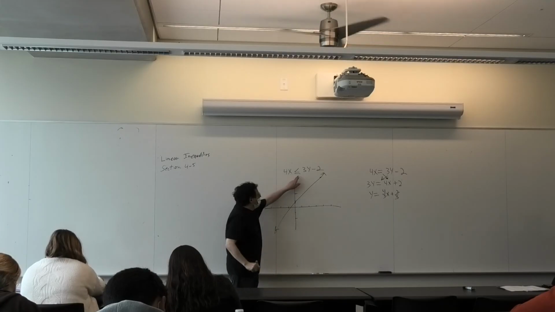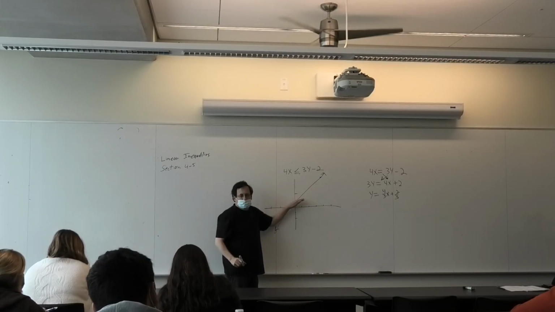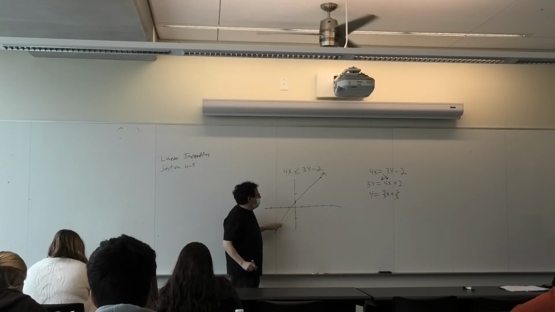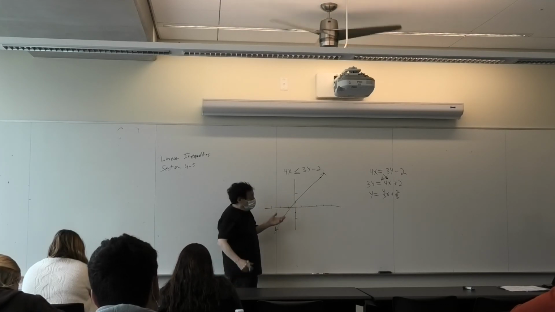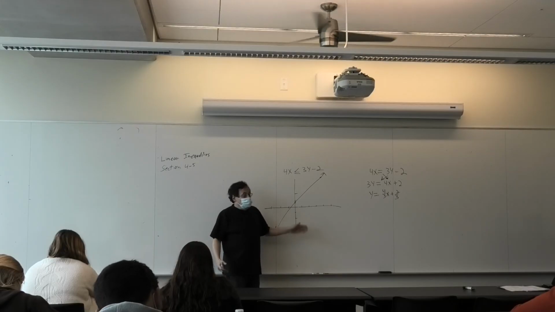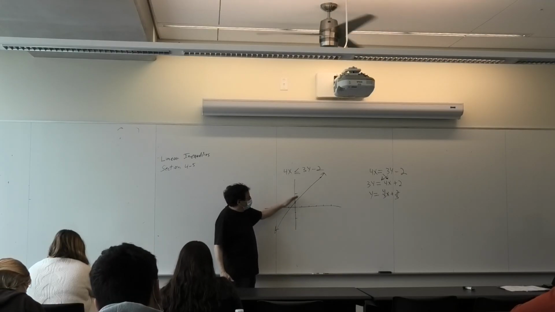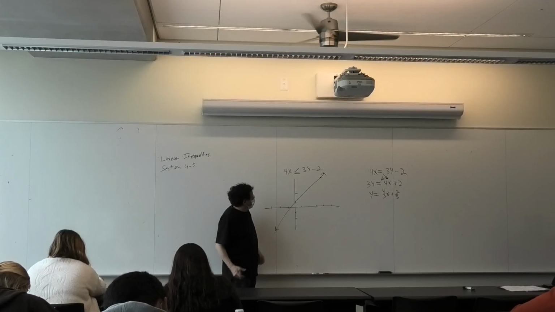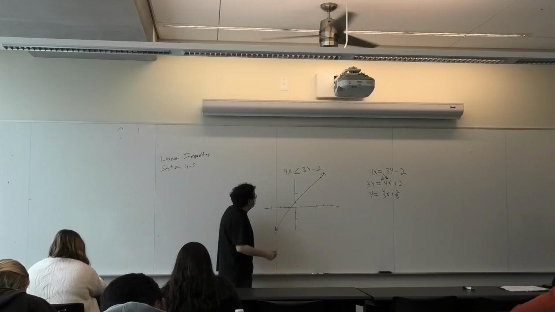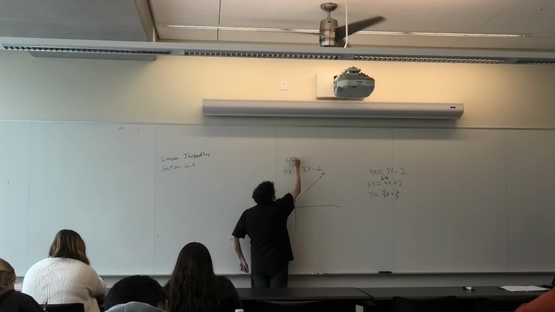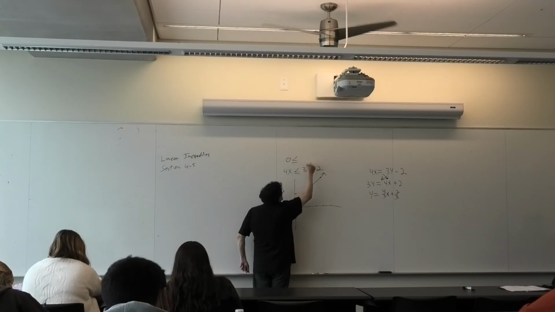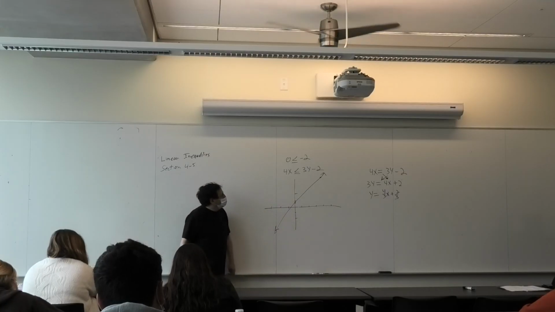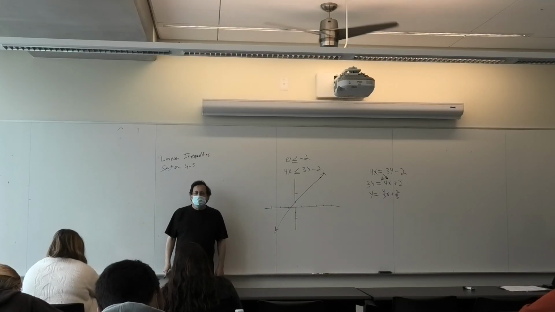And since it's equal, I'm not going to shade it. I'm not going to draw these little lines. Now I got to find out which region it is. Well, lo and behold, 0, 0 is available. Makes life nice and easy. So let's plug it in. Is 0 less than or equal to 0 minus 2? Take a look at that.